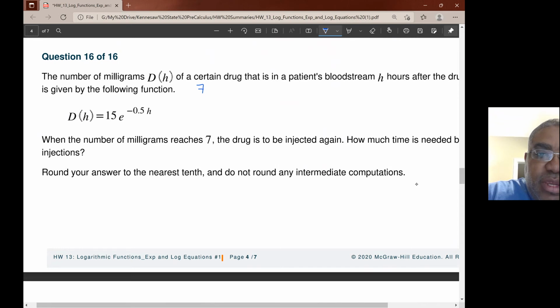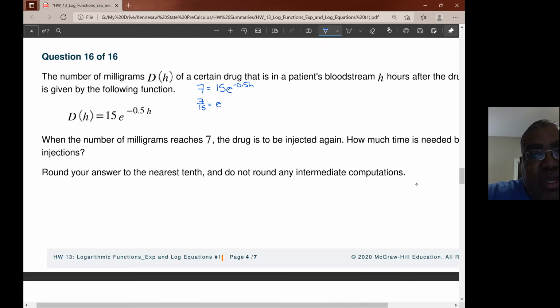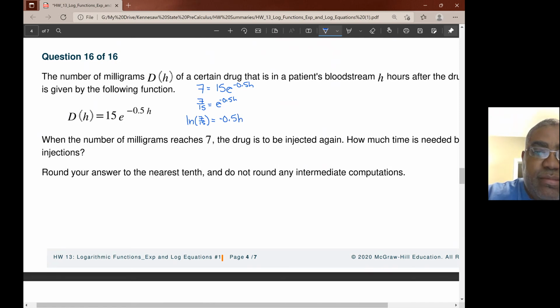So 7 is equal to 15 e to the negative 0.5 H. Divide both sides by 15. 7 over 15 is equal to e to the negative 0.5 H. Natural log of both sides. Natural log of 7 over 15 is equal to, natural log cancels e, and I just get negative 0.5 H. And we're going to divide by negative 0.5.